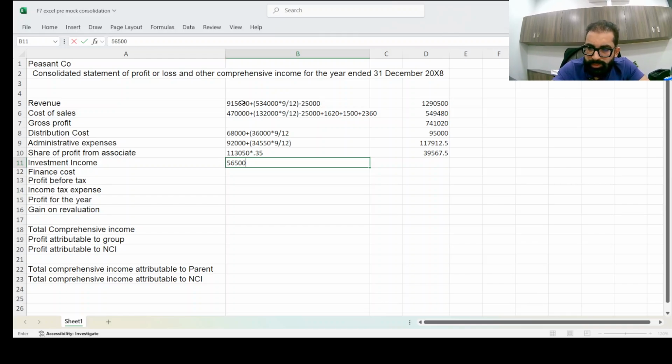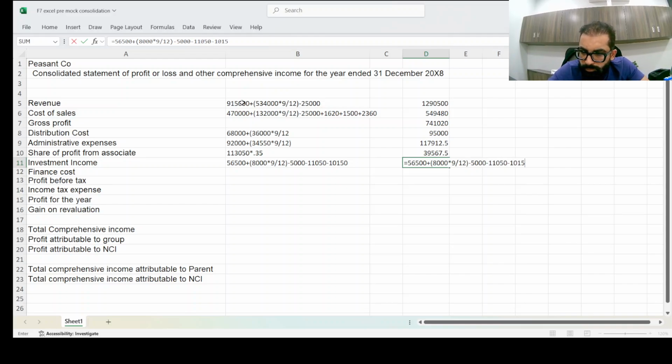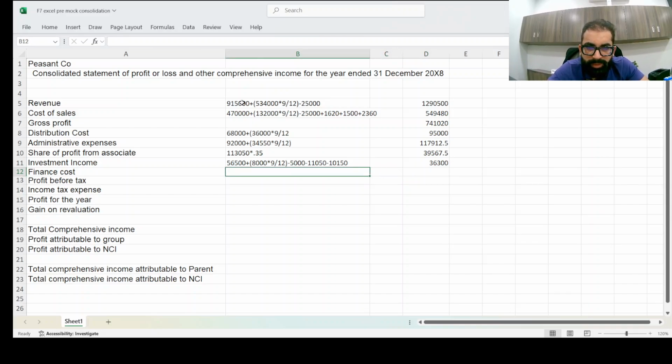Wait, first add the 9 upon 12 of subsidiary: 8,000 times 9 upon 12. Now remember I have subtracted many things. The first thing is 5,000 interest income intra group. Then dividend from subsidiary was 11,050. Then dividend from associate was 10,150. I have covered all these things in detail with you with my pen, remember? So now it's going to be equal 56,500 plus 8,000 into 9 upon 12, then minus 5,000 minus 11,050, which gives 36,300.